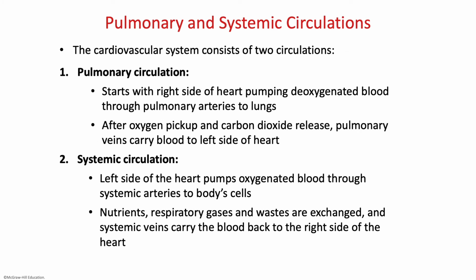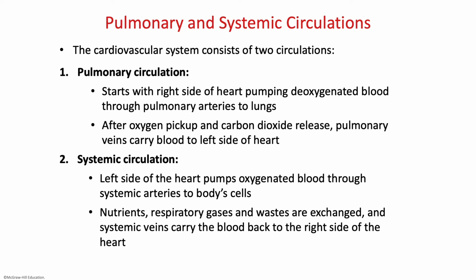There's two types of circulations within the body. So the heart pumps blood through the pulmonary circulation, where blood will start in the right side of the heart and it will pump deoxygenated blood through your pulmonary arteries to your lungs. And after oxygen pickup and carbon dioxide release, the pulmonary veins return blood to the left side of your heart.